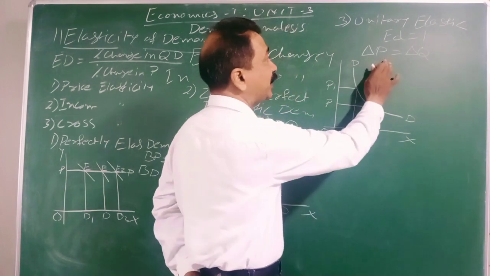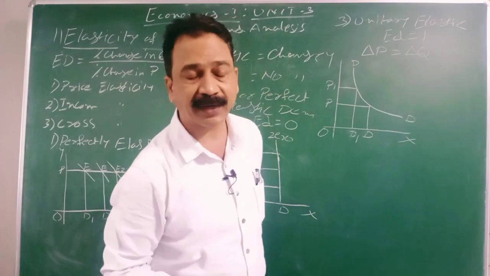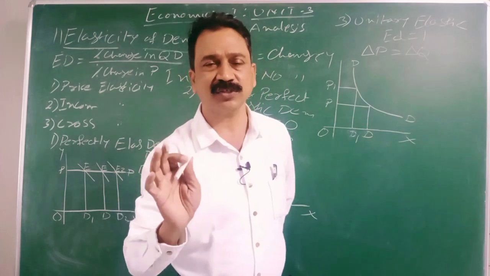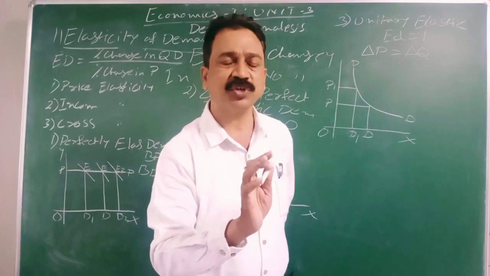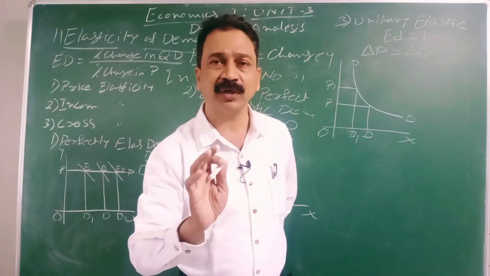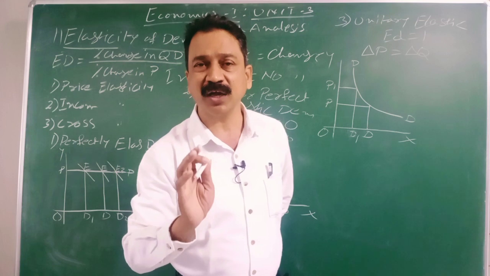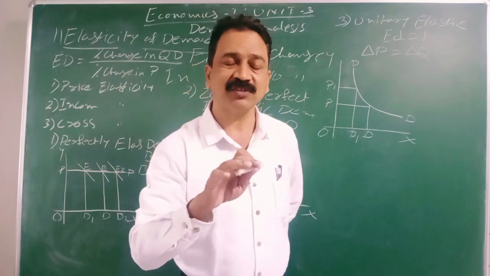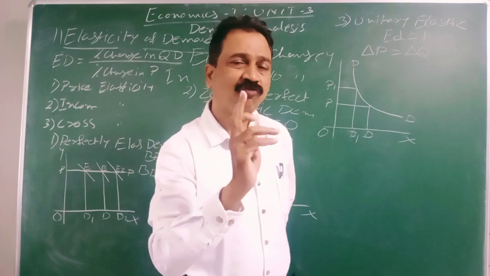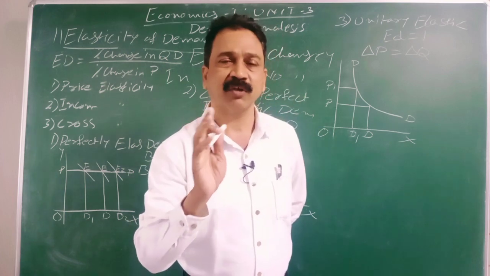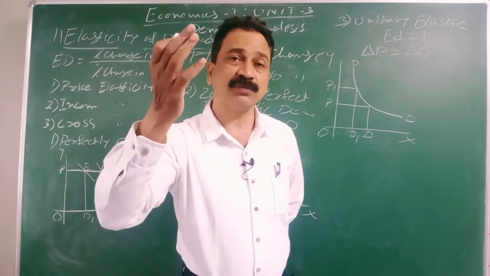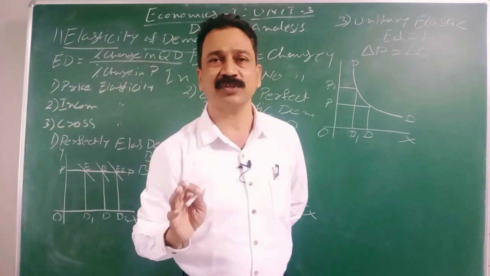This is called unitary elasticity or unit elasticity. The change in quantity demanded will be equal to the change in the price. So they both are changing at equal levels. That's why we say unitary elasticity, 1:1. If price changes by 10%, demand changes by 10%. If price changes by 100%, demand changes by 100%.